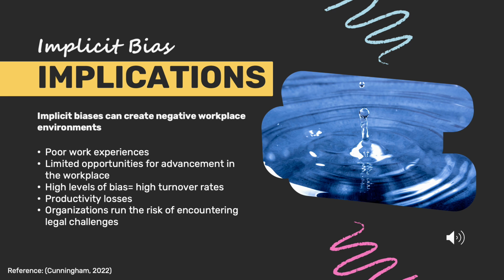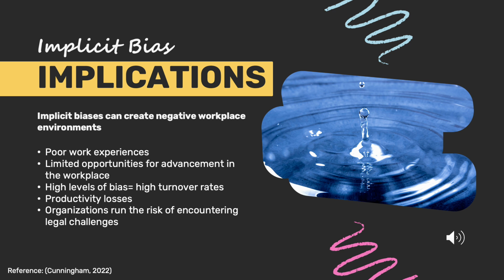As mentioned in the last slide, these implicit biases in the workplace are oftentimes unintentional. These implicit biases can create negative experiences for all employees involved. In this slide, we will talk about some implications of that. Employees that fall victim to implicit biases oftentimes have poor work experiences. They find there are limited opportunities for advancement in their organization as they do not feel included.